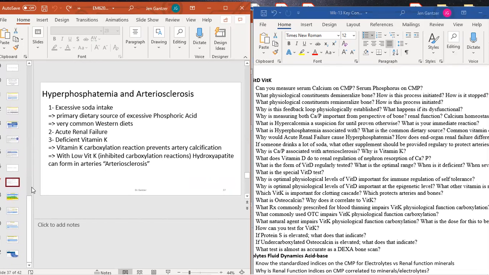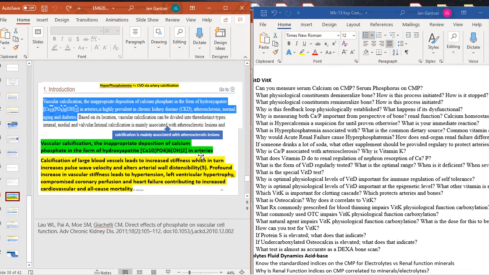arteriosclerosis. Arteriosclerosis, which is calcification of the arteries, is the same calcium phosphate hydroxyapatite crystal that we need for our teeth and our bones. However, under the direction of vitamin K, a vitamin K dependent carboxylation reaction is going to kick calcium out of the arteries. So if somebody has hyperphosphatemia, there's a greater chance that that excessive phosphate can come into contact with a free calcium in serum, and it can get stuck and taken up into the arteries.